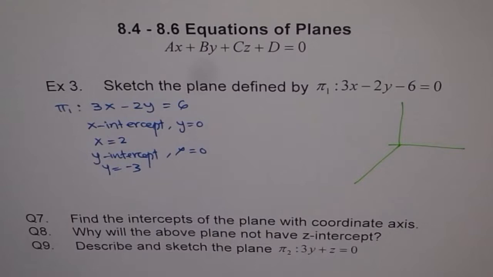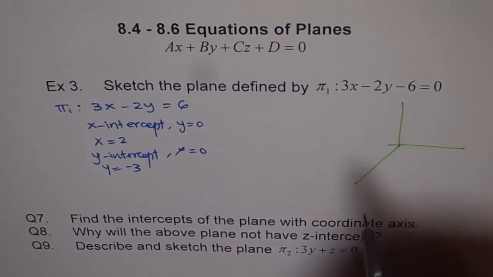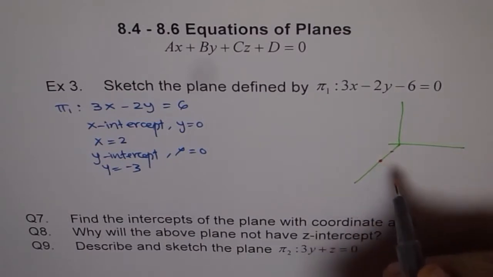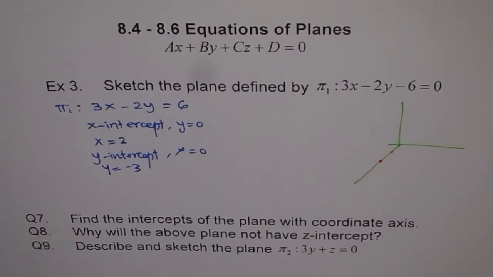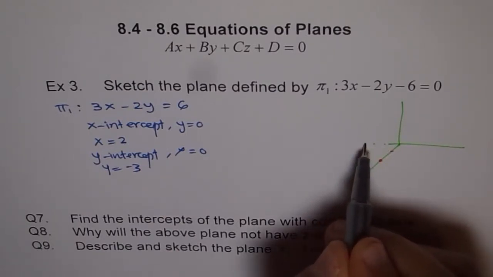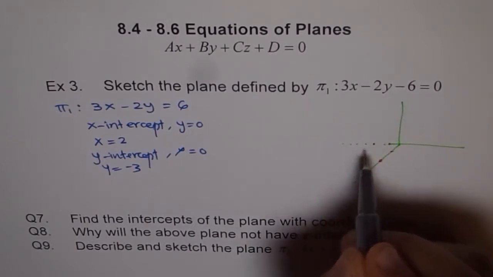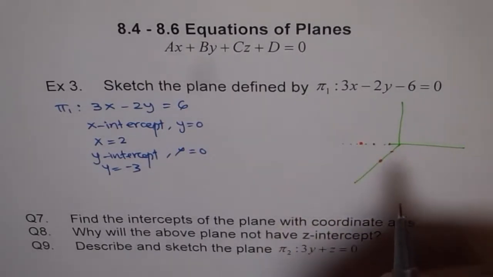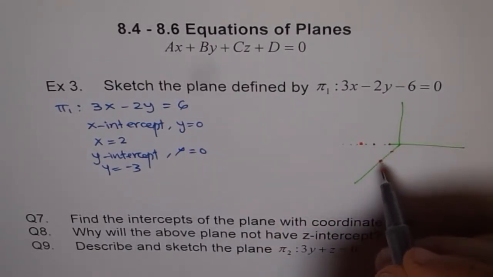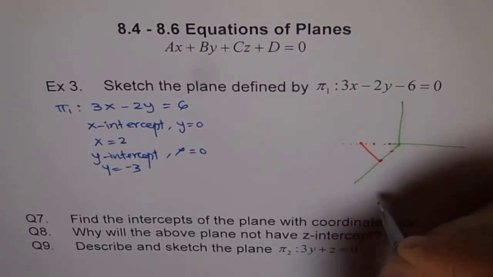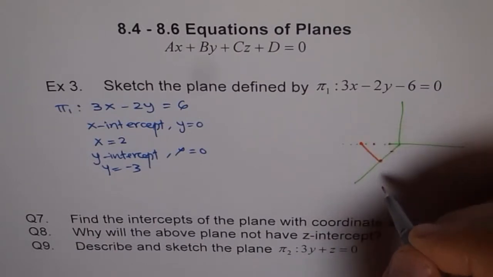So let me draw these intercept points on the graph. x is 2 is my x-intercept. This is 1 and 2, so that is my x-intercept. And the y-intercept is minus 3, so let's extend this on this side. Let's say this is 1, this is 2, and this is minus 3 for us. So that is my y-intercept, correct? Now, I can join these two points. So we got this line here.